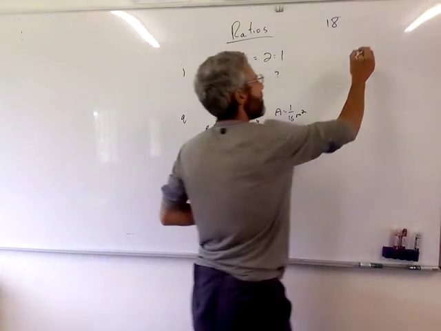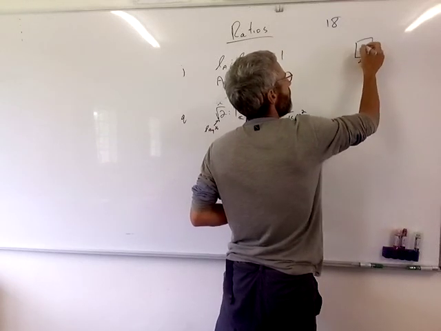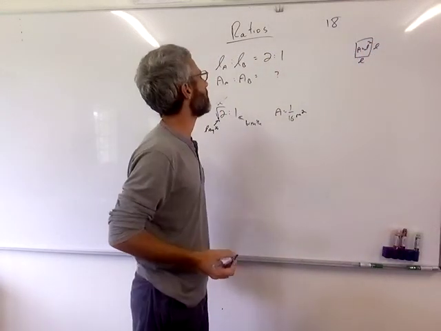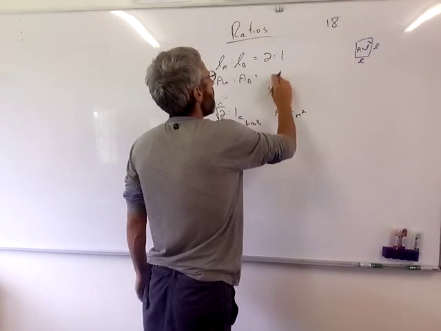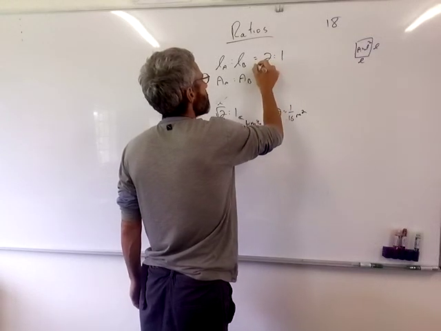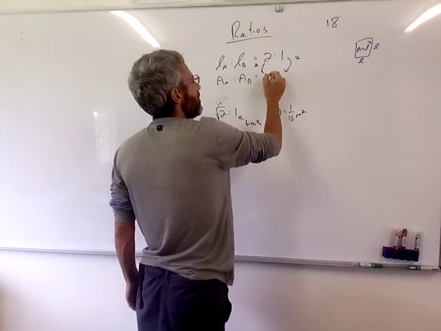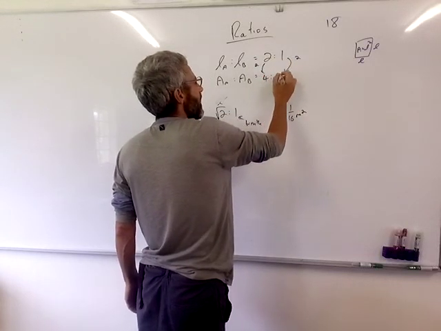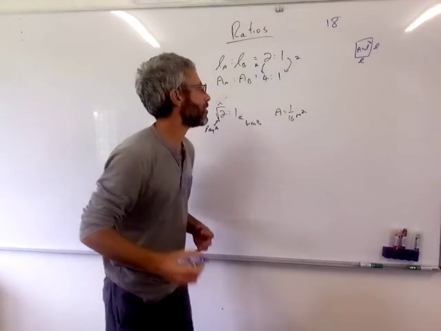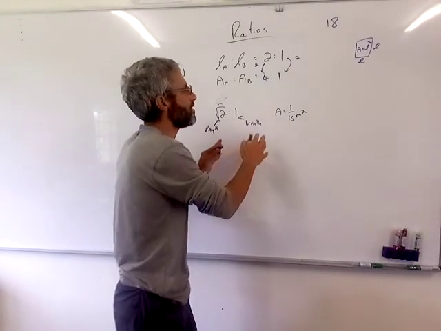Now we have to remember that for a square, if the length is L, the area is going to be L squared, right? That's the area of a square. So if the length of this is twice that, if I'm squaring this, I must also square that. So the ratio between the areas will be 4 to 1. All right, I'm going to show that to you in another way, which maybe is a bit longer, but it will help us to do this.